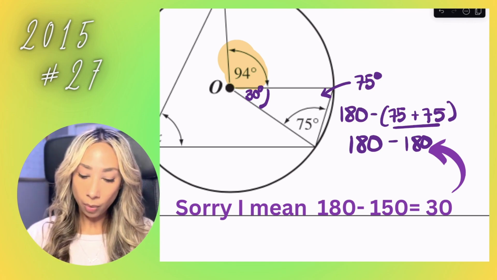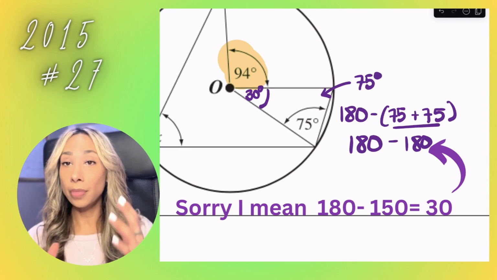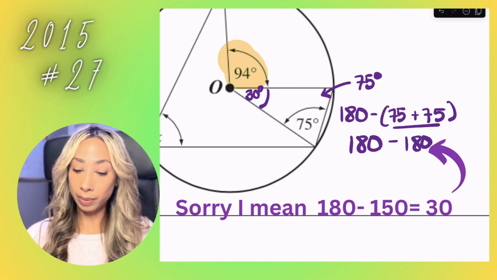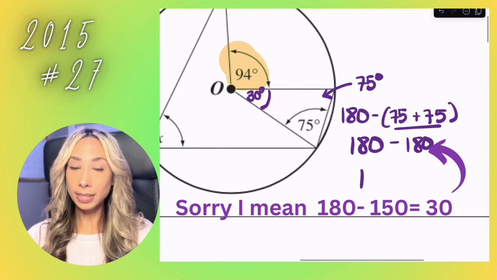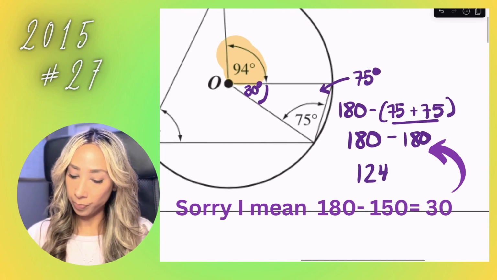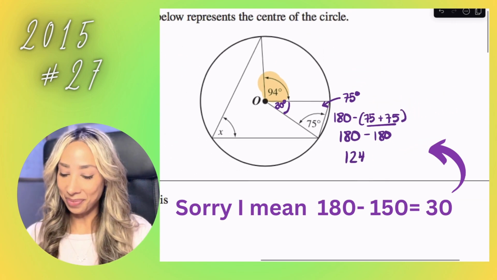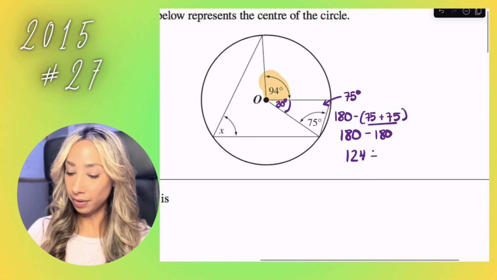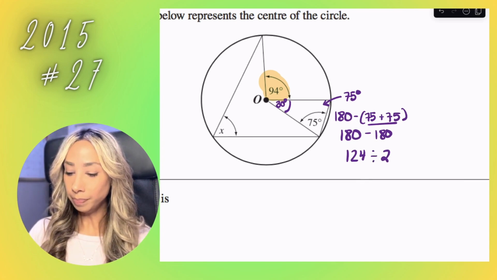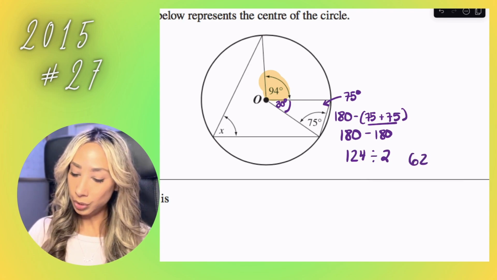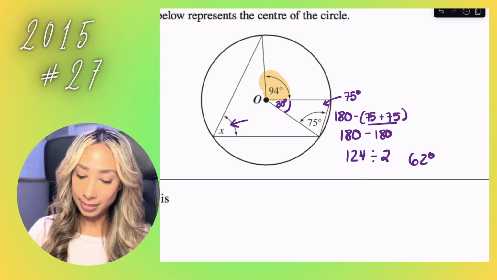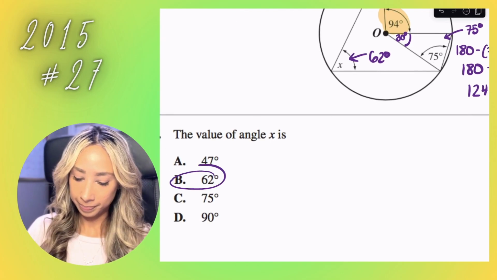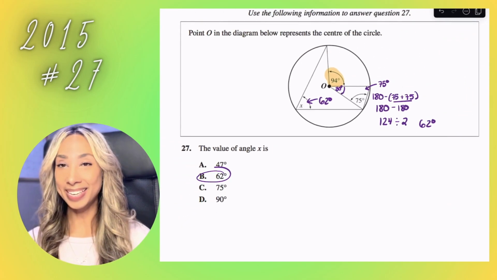So now that I have those pieces together, I can put them together as my central angle. So my central angle is 94 plus 30. That's going to give me 124. So our answer isn't 124, but we can use that. That's the central angle. So once we take half of 124, I'm going to get 62. So that means this angle here is 62 degrees. So the answer for this one is B.